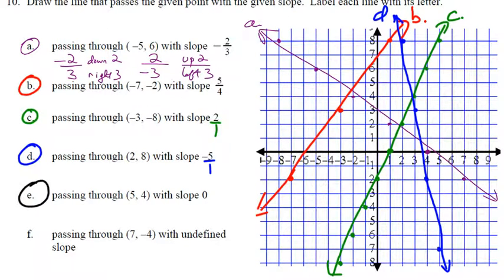Let's go black for E. Passing through 5, 4. Slope of 0. Horizontal line has a slope of 0. So that's E. And let's go back to red, I guess. Passing through 7, negative 4, with a slope that's undefined. Undefined slope, vertical line. And that's F.